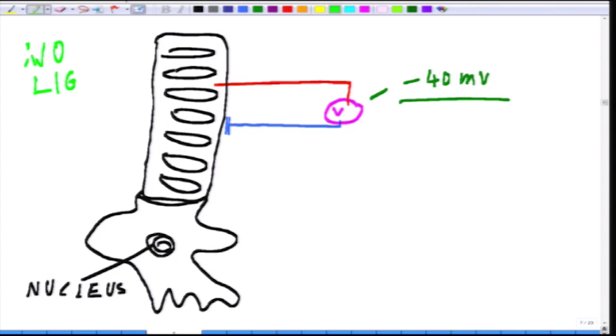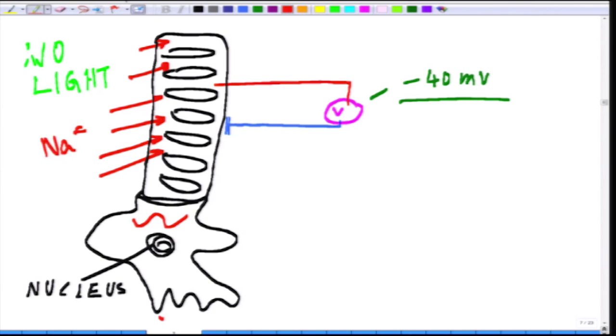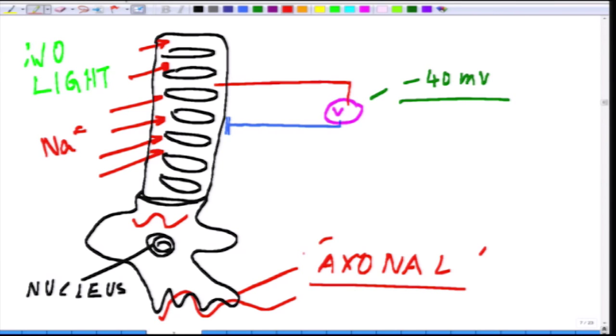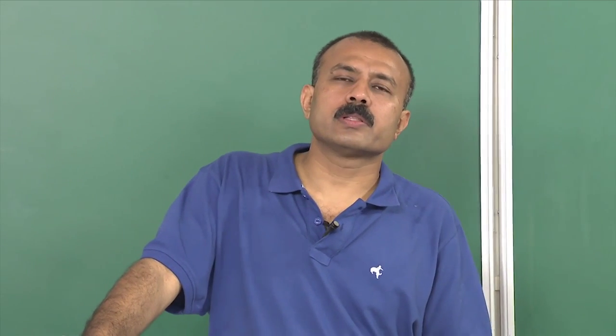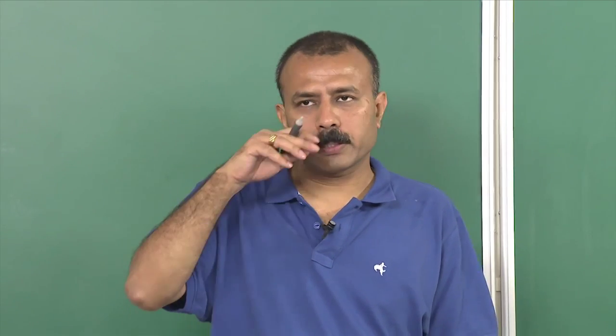There is no light, and at that point there is a flux of sodium which is getting in. As the sodium is getting in, all the sodium ions are ensuring that these electrical impulses are being transmitted. So, this is the axonal end of a rod or a cone cell. Because when light is not falling, there is profuse entry of the sodium ions, and this ensures that it generates action potentials which are transmitted to the next layer.